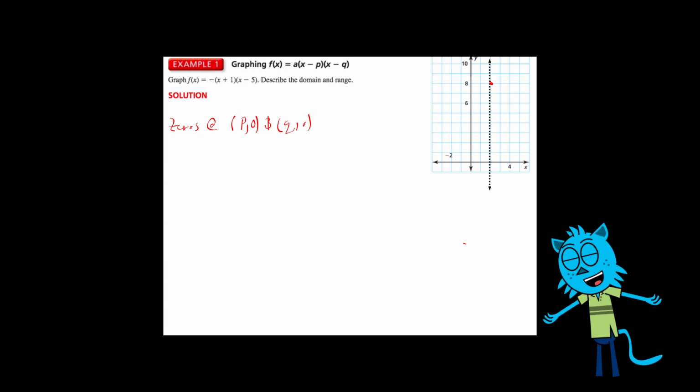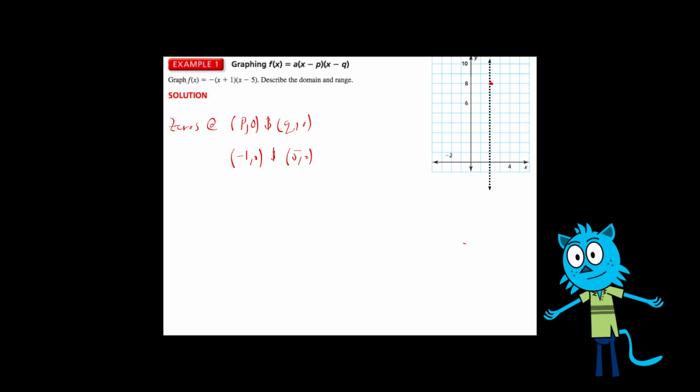Just like in that core concept at the very beginning, we can find our zeros by writing them as points: (p, 0) in parentheses and the coordinate pair (q, 0). That'll give us our x-coordinates where this parabola crosses the x-axis. Now let's do a little bit of substitution. Again, this is p prior to it being substituted, so that means it was a -1. After it was substituted into our function, it became x plus 1.